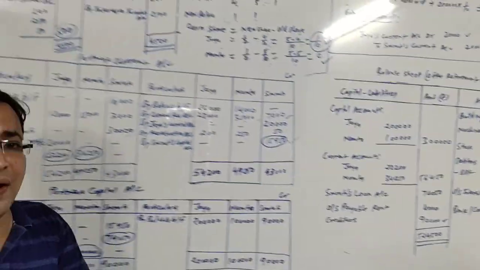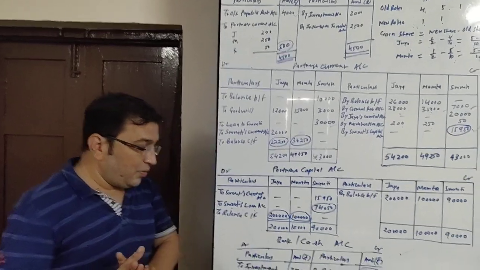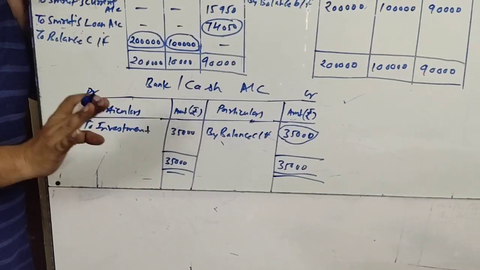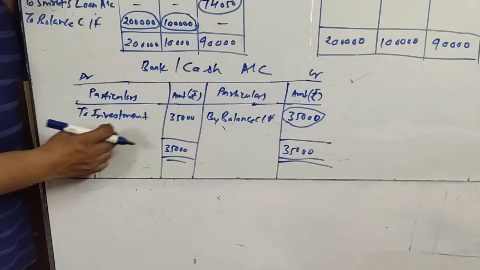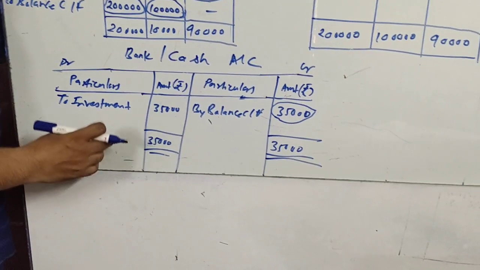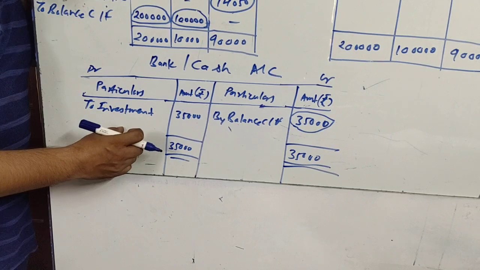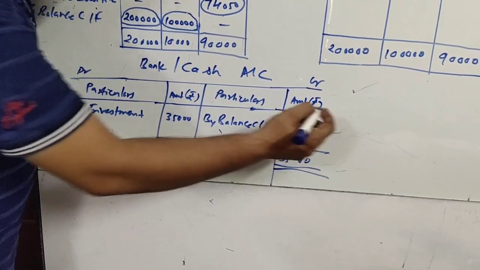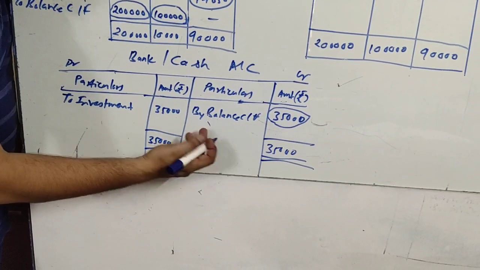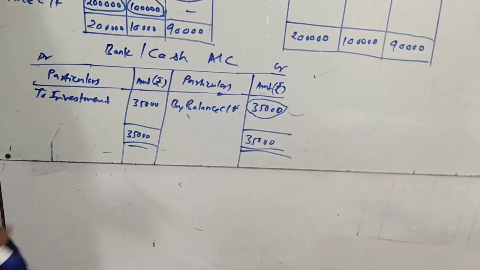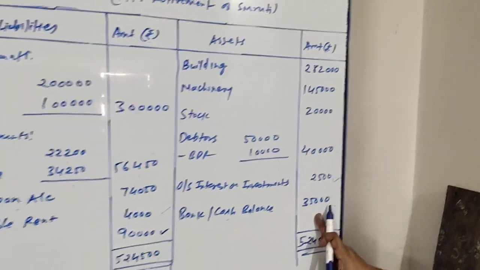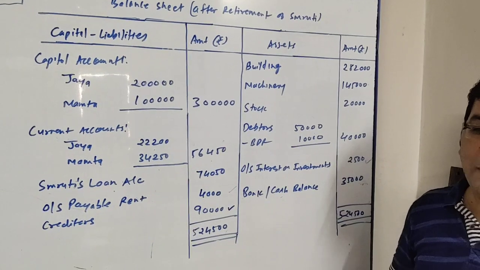Now the only thing left to close is the cash account. Cash account, friends, in this sum we did not have any opening balance. The only thing we had was the amount realized by selling the investment. So the investment we had written, that is 35,000, is going to be the closing balance of cash or bank. So by balance carried forward 35,000, here it is on the asset side, bank or cash balance 35,000.